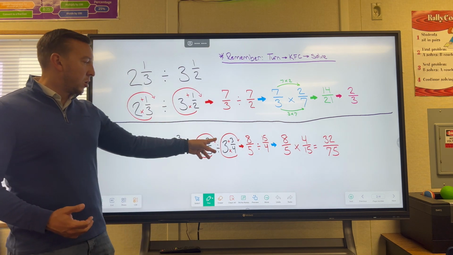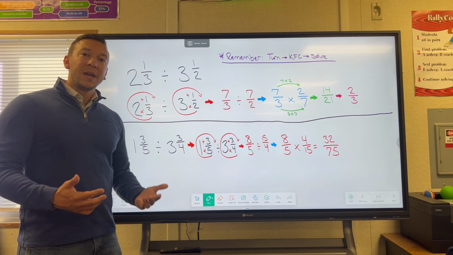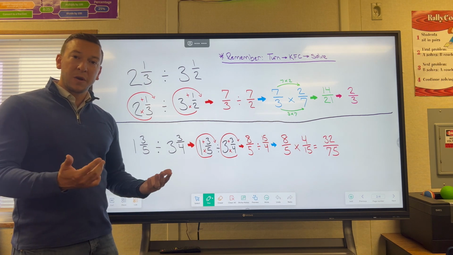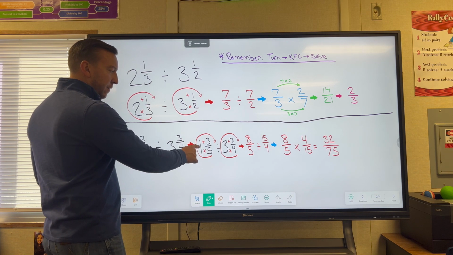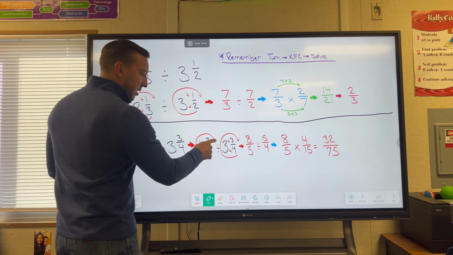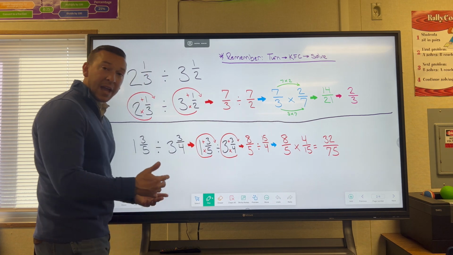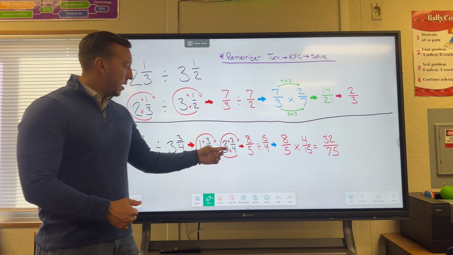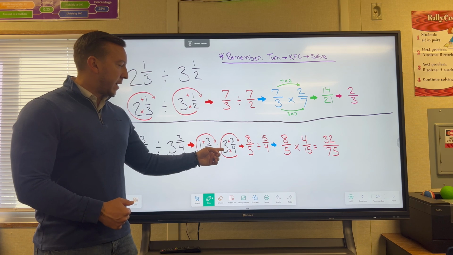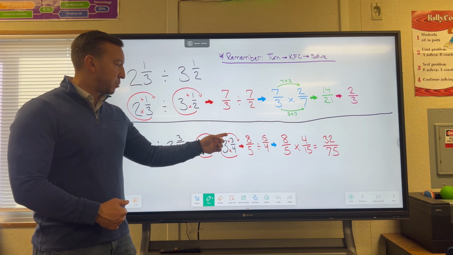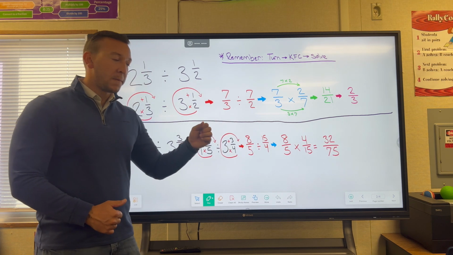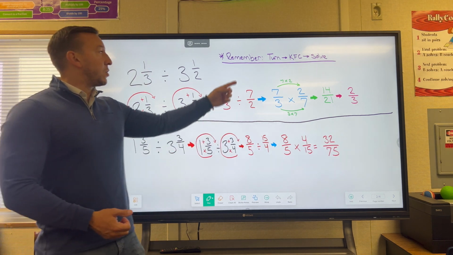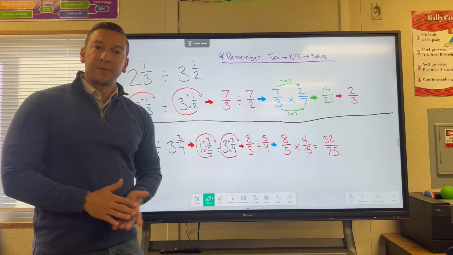I'm going to turn these mixed numbers into improper fractions using the spin wheel method. So 5 times 1 is 5. 5 plus 3 is 8. Denominator stays the same, 8 over 5. Second number, 4 times 3 is 12. 12 plus 3 is 15. 15 over 4. Well, I've completed that first step. I've turned them into improper fractions.